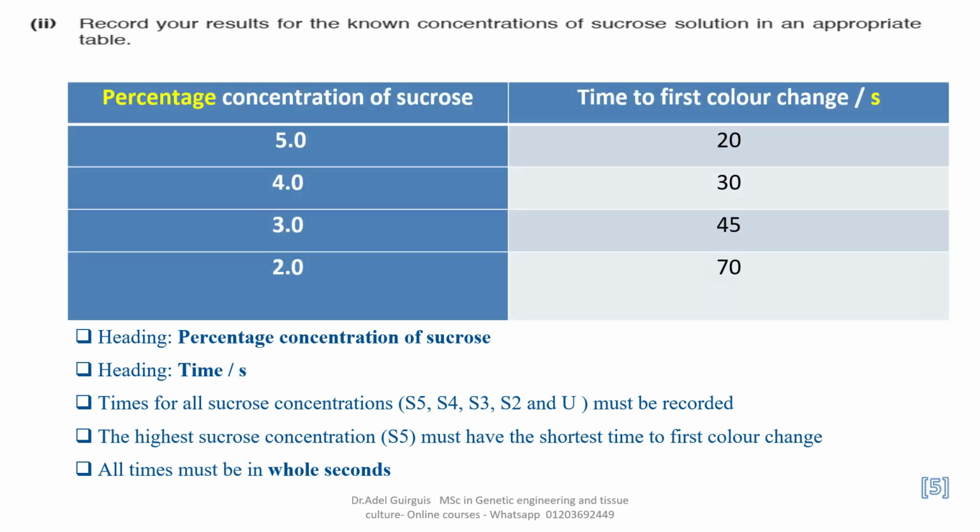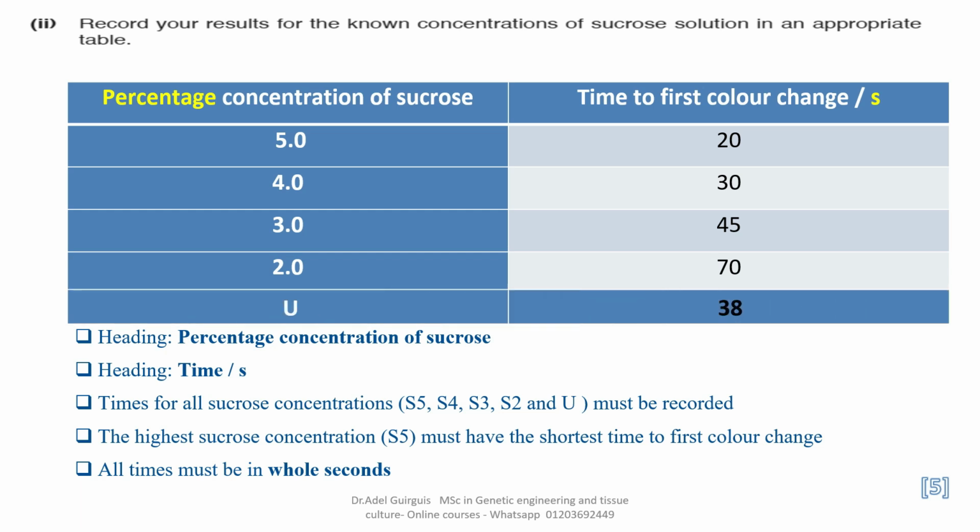Look at the table. This is a predicted table: percentage concentration of sucrose 5, 3, 2 with one decimal point, and U also, with the time in seconds recorded by your stopwatch. All of these figures just follow the trend.